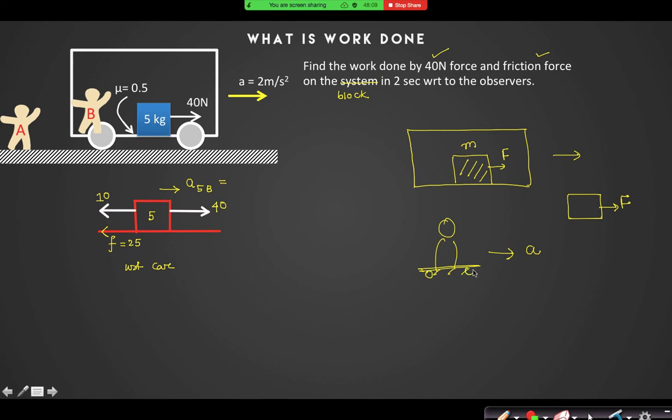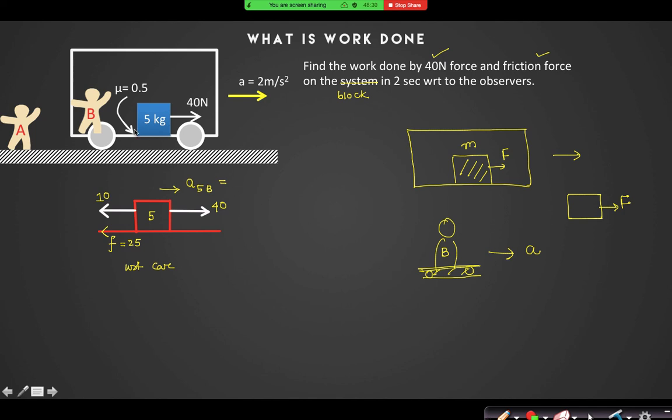The person is outside of the car, but is also moving with the same acceleration. So what is the difference between this observer and this observer? Are they the same or different? It's the same. But I am saying that the train and I don't have any relative acceleration with respect to each other.